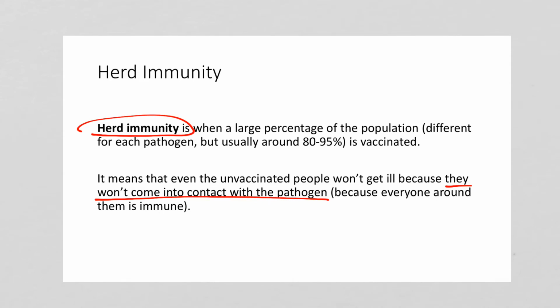Pathogens don't just appear out of nowhere, they have to be passed on. We looked in lesson number 2 about the different ways that it can be spread. If nobody around you has a pathogen, there's no way that you're going to catch it. So if enough people are immune and can't get the pathogen, then that means that people who are not immune will be protected. That's what the idea of herd immunity is.